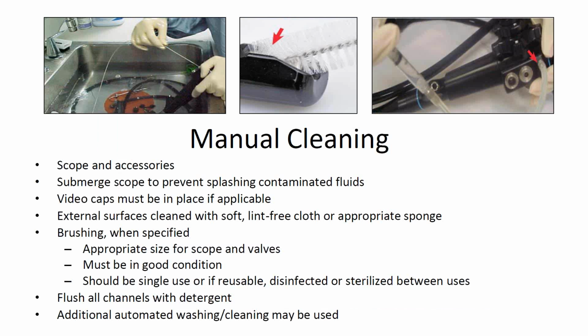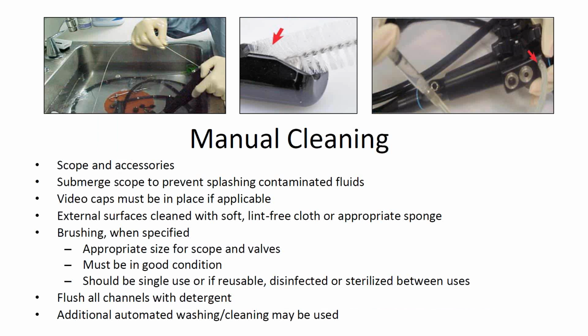If we have an endoscope that has a water-resistant cap, we will have already put that on prior to leak testing. So we want to ensure that that stays in place for the whole reprocessing procedure. And to perform manual cleaning, we've submerged the endoscope, and we're going to brush all external surfaces of the endoscope with a lint-free cloth or appropriate sponge and wipe down that distal tip, and then brush any channels that can be brushed with the proper size brush, which must be compatible with that endoscope's channel size.